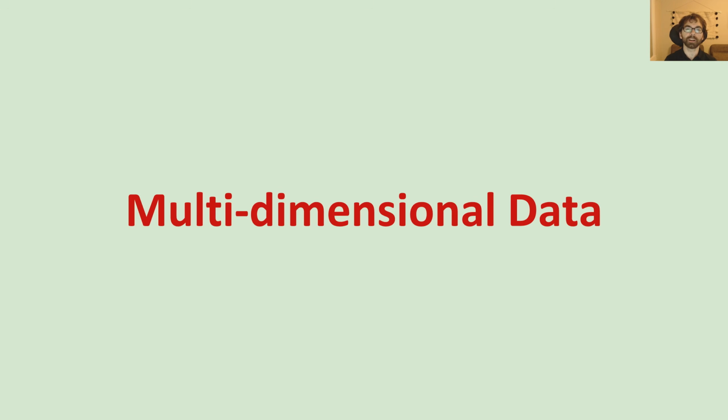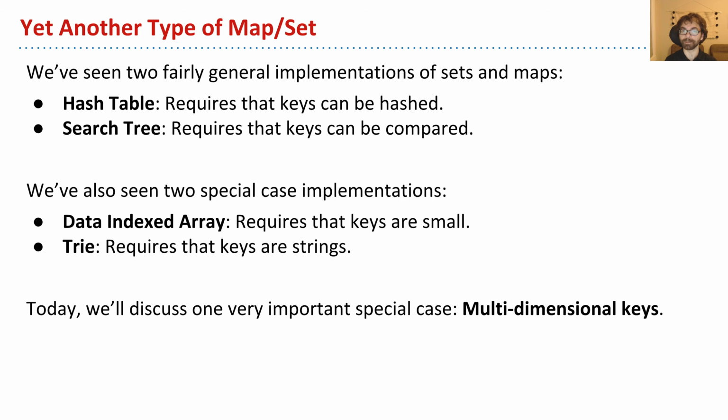We spent a lot of time talking about the search problem, looking for things. And so now let's talk about a really important case where our data has not just one dimension, but many. Before we get there, I'll just summarize what we've seen in terms of sets and maps. We've seen two key techniques. We have a hash table-based approach and a search tree-based approach.